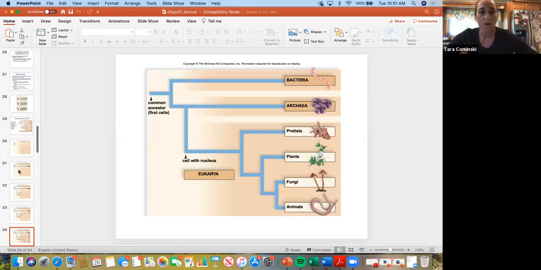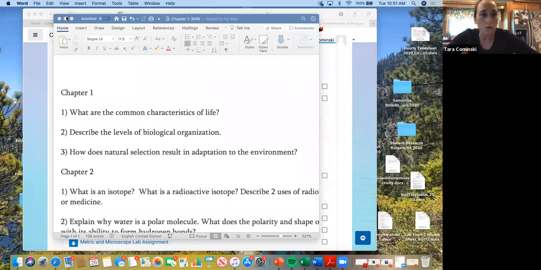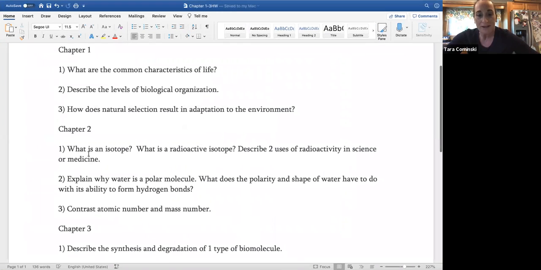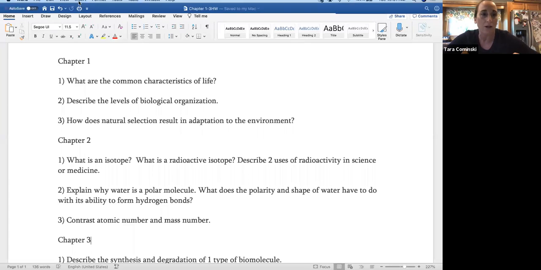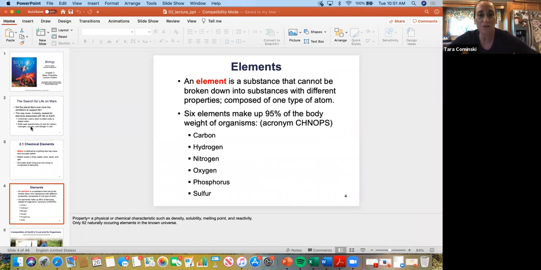No? Okay, let's move on to chapter 2. Chapter 2 was really just some very, very basic chemistry to set up for our course. So what is an isotope? Then it asks about a radioactive isotope, and then two uses of radioactivity in science and medicine. Does somebody want to tell us how you defined an isotope?